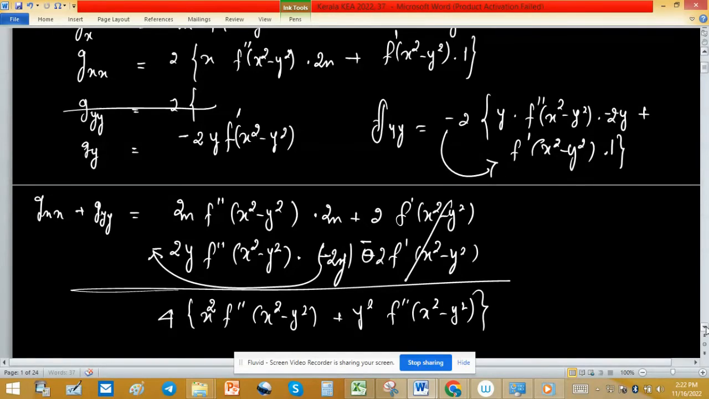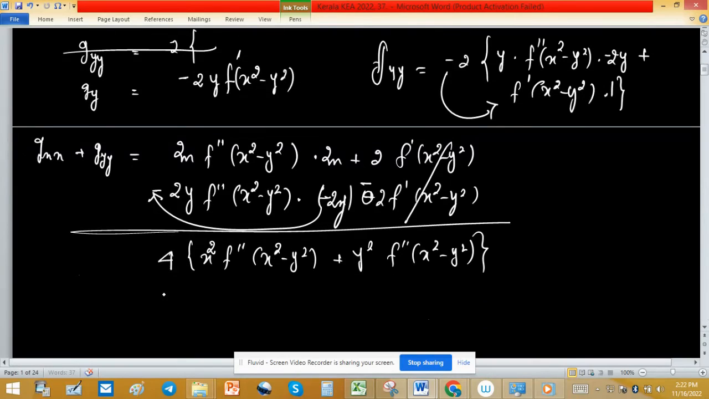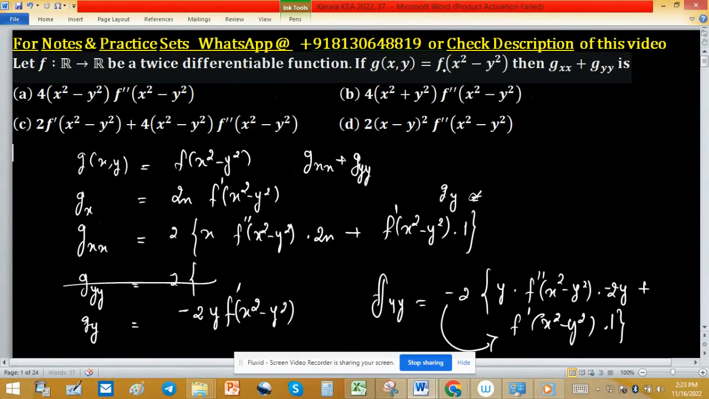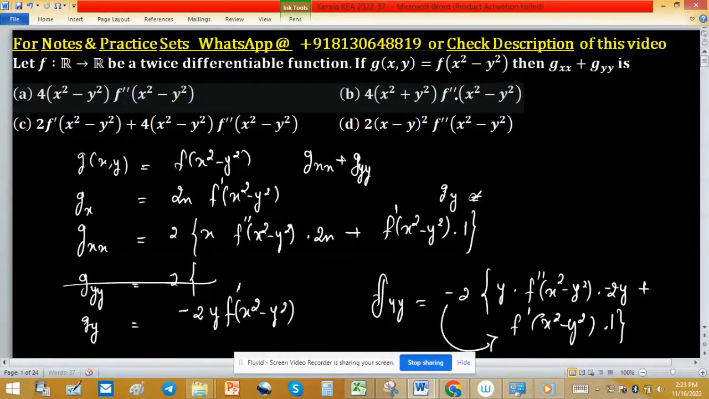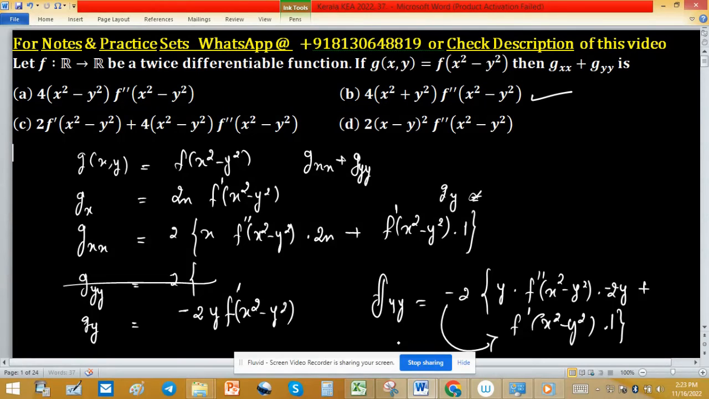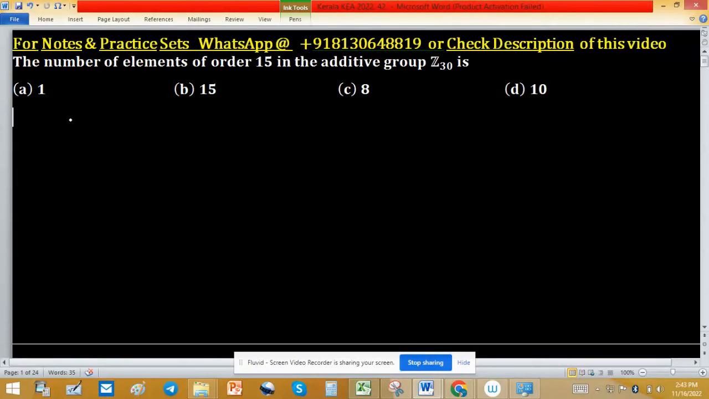You can take f double prime as common, so x square plus y square goes outside, into f double prime of (x square minus y square). Which option is giving this information for x square plus y square f double prime? Option B is correct.